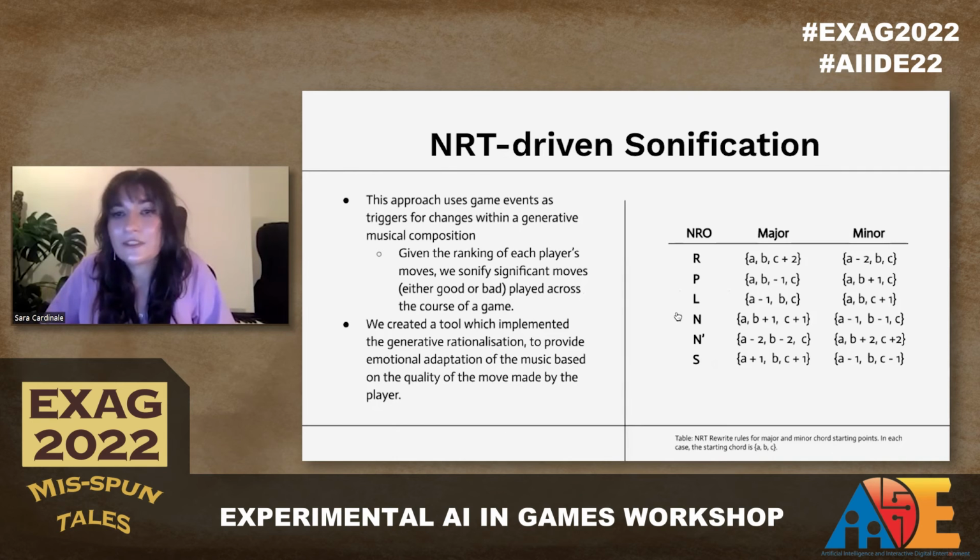So for this strategy, we made use of game events as triggers for changes in the generative soundtrack. We give a ranking to each player move, and we sonify significant moves, either good or bad, that are played throughout the game. To apply this approach, we created a tool that we called GenRT for generative NRT that implements the generative rationalization shown on the right in order to provide emotional adaptation of the music based on the quality of the move made by the player.